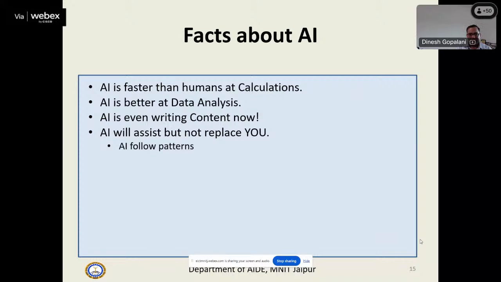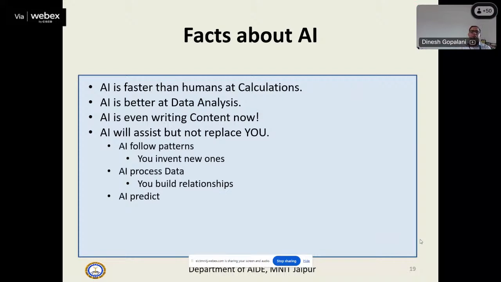Because the AI actually follows patterns, whereas we invent the new ones actually. Right? So invention is not possible by AI. AI processes the data, very correct, but we build the relationships. So after learning from the existing data, it can do the prediction, and it can do prediction very well also. With the current LLMs, prediction is going very correctly also. But decisions are ours actually. We make the decisions actually.